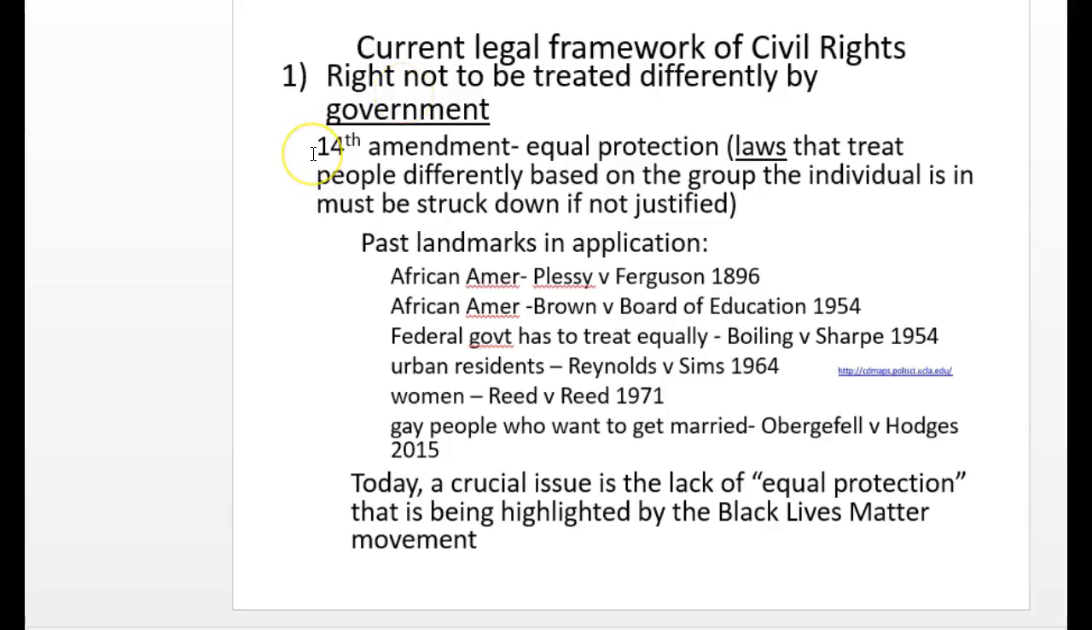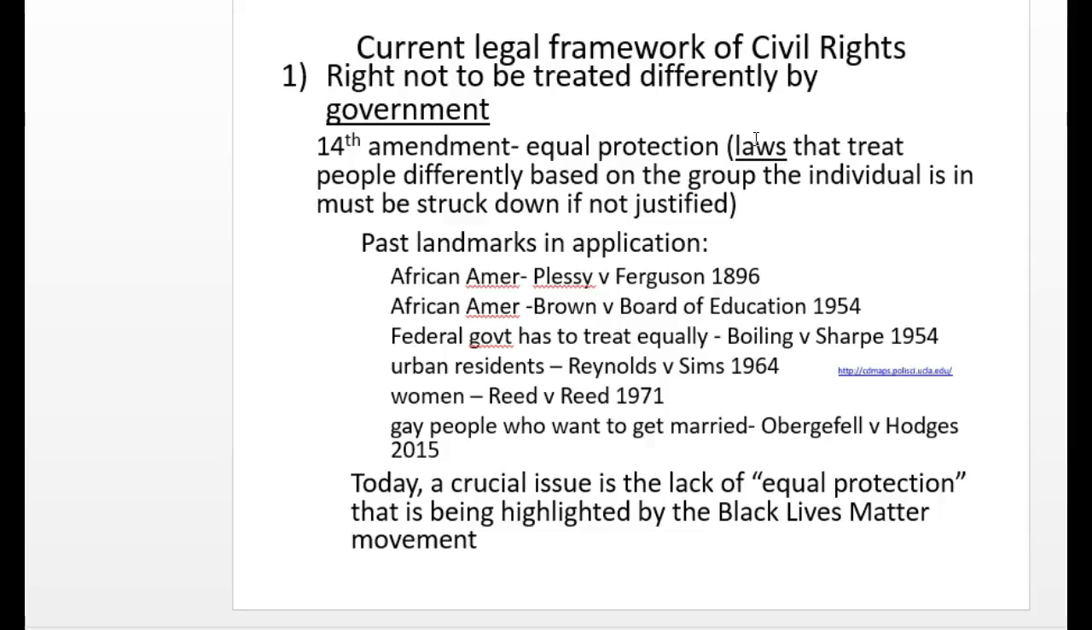Now, of course, that is governed by the 14th Amendment, put in the Constitution in 1868, and that includes the Equal Protection Clause. No state shall deny to any person within its jurisdiction the equal protection of the laws. So the idea is that laws that treat people differently based on the group the individual is in must be struck down if they're not justified. That's the way we understand this today.